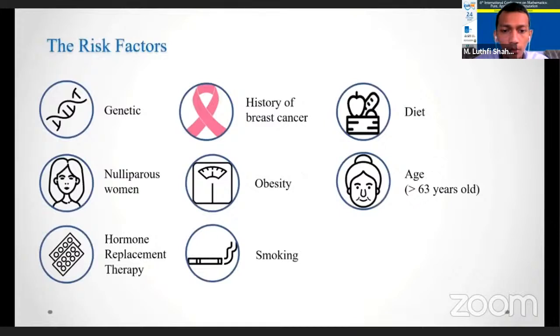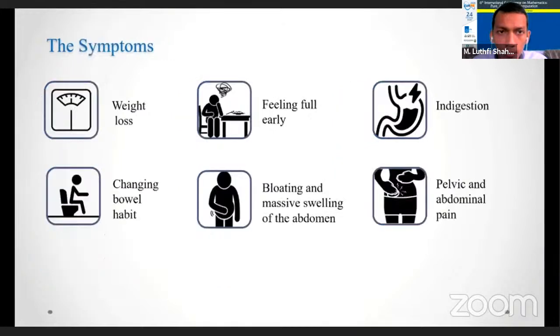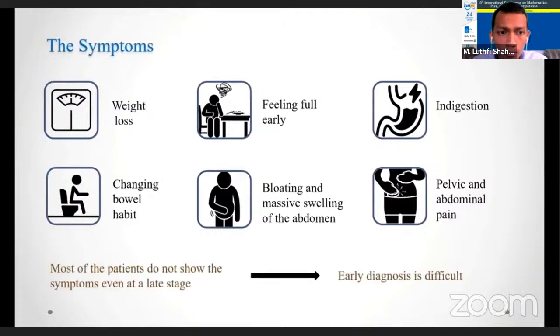The risk factors of this condition are genetic, nulliparous women, the use of hormone replacement therapy, have had breast cancer, obesity, lifestyle such as smoking and diet, and age. Most women with this condition are those who are above 63 years old. The symptoms of ovarian cancer are non-specific, such as weight loss, changing bowel habit, feeling full early, bloating and massive swelling of the abdomen, indigestion, and pelvic and abdominal pain. However, most of the patients do not show those symptoms even at a late stage, therefore, early diagnosis is difficult.